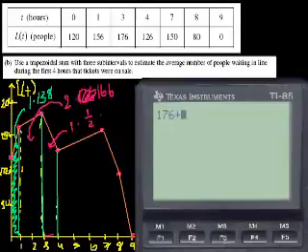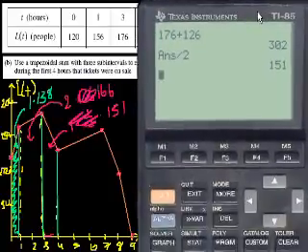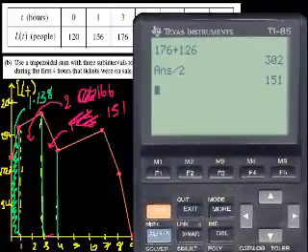176 plus 126. Enter. Divided by 2 is equal to 151. So this area right here is 1 times 151, or 151. So what's the total area? It's just going to be the sum of these three trapezoids. So what's the sum of those three trapezoids?